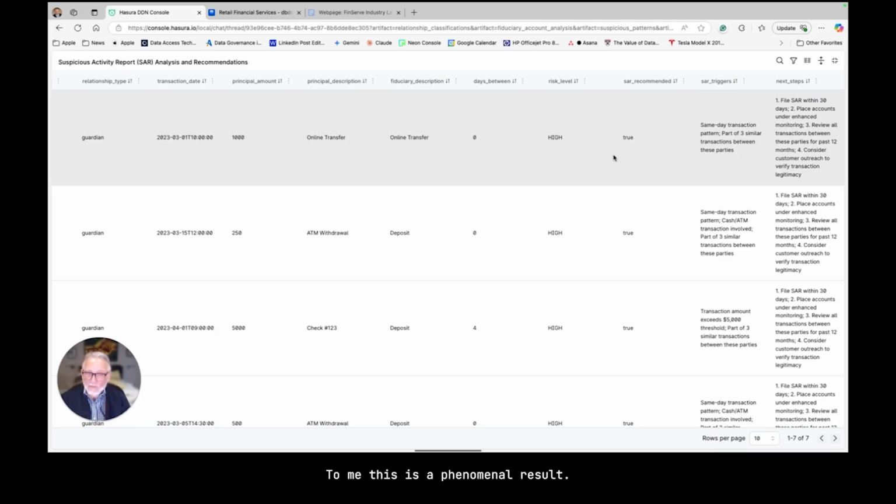To me, this is a phenomenal result. We used metadata and semantic analysis to do something that would have otherwise required a significant lift, movement of data. We did all this in a fraction of the time that it would take to accomplish something like that.